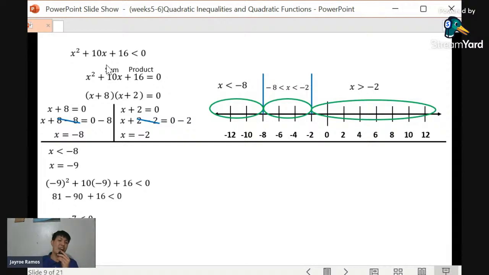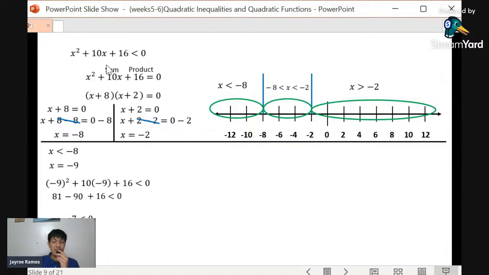Now, let's analyze. Ang 7 ba ay less than 0? Or if we're going to put that in a simpler language, ang 7 ba ay mas mababa sa 0? Diba? If we're going to use a simpler language eh.